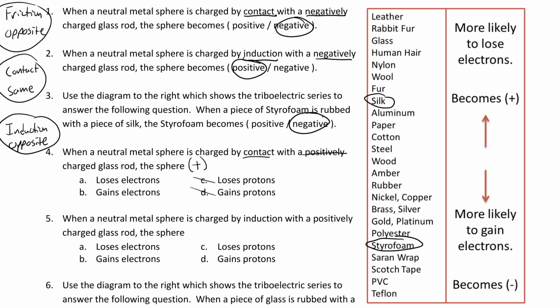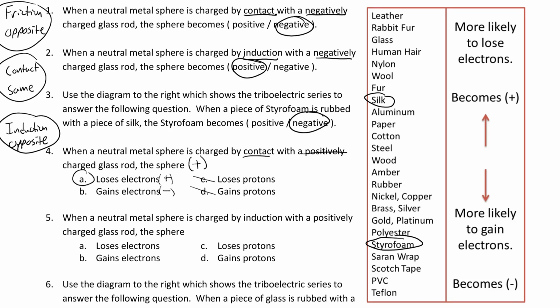We're never moving protons around. We're only moving electrons. So if you gain electrons, this would make you negative because the electrons are negative. But if you lose electrons, that leaves you with an excess of protons. So you become positive. And that's the answer we're looking for, right? Because you're charging by contact with a positive rod. So we're looking for something that makes you positive.